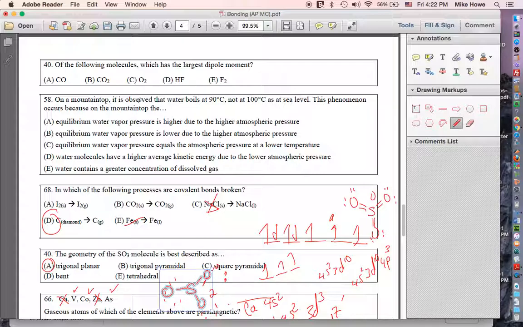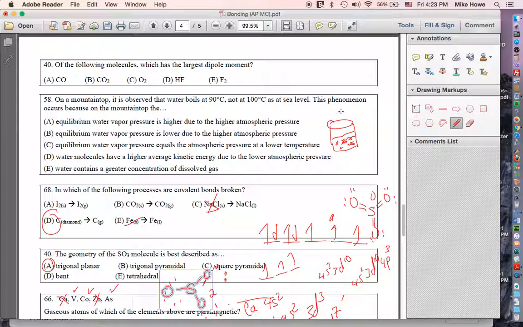All right, now this is a question that's kind of about bonding. It's about vapor pressure. So on a mountaintop, it's observed that water boils at 90 and not at 100. On the mountaintop, well, boiling happens. Here's a little picture. This is a picture of water, a beaker of water. Inside there you have water molecules pushing on each other. They're moving around, they push on each other.